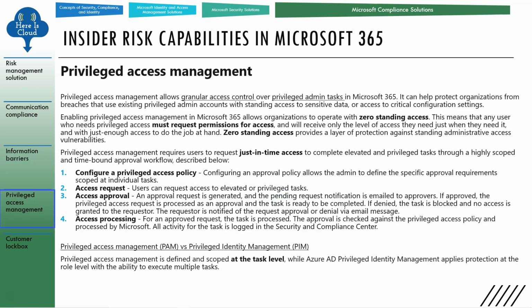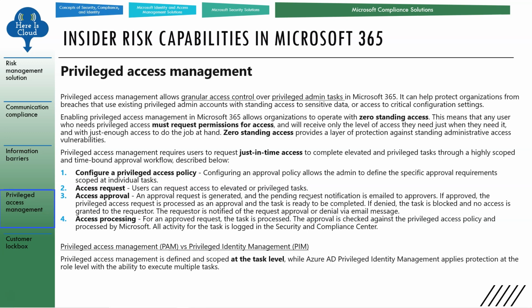Now let's talk about the next one, which is privileged access management. Privileged access management allows granular access control over privileged admin tasks in Microsoft 365. It can help protect the organization from breaches that use existing privileged admin accounts with standing access to sensitive data or access to critical configuration settings. So it works on the zero standing access policy. That means give minimum permissions to admins only when needed. Any user who needs privileged access must request permission and will receive only the level of access they need, just when they need it, and just enough access to do the job at hand.